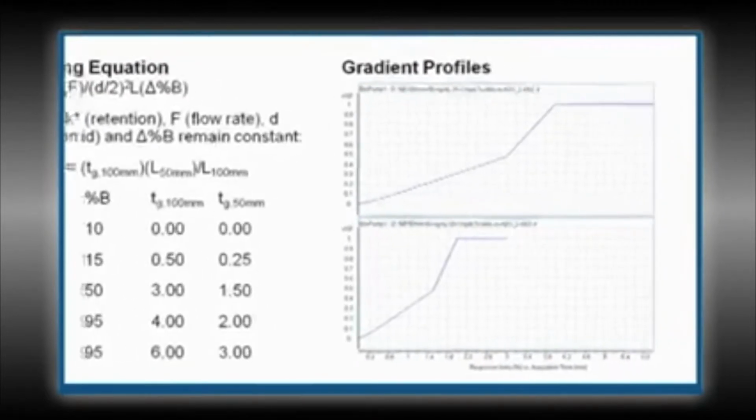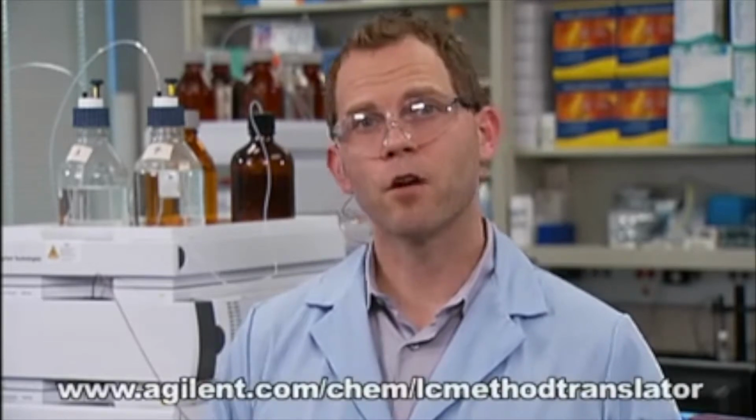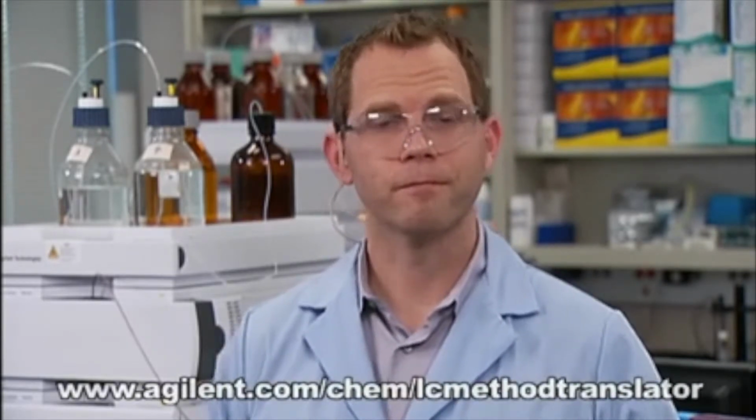One helpful tool for adjusting methods like this is to use the LC method translation tool, which lets you input your starting method parameters and will calculate the new method for you based on your desired new column choice. You can find that tool at the URL listed on the screen.